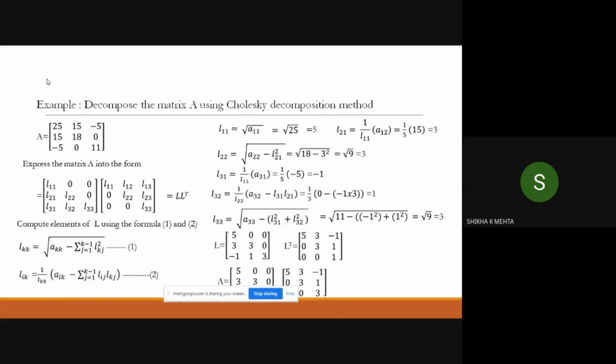So let us assume that A is a given 3 by 3 matrix. Then we have to express this matrix as the dot product of the lower triangular matrix with its transpose. Now, how do we compute the elements of L using these two formulas? See here, you have both the options for how we are computing that. So, using these formulas, we are computing all the values.